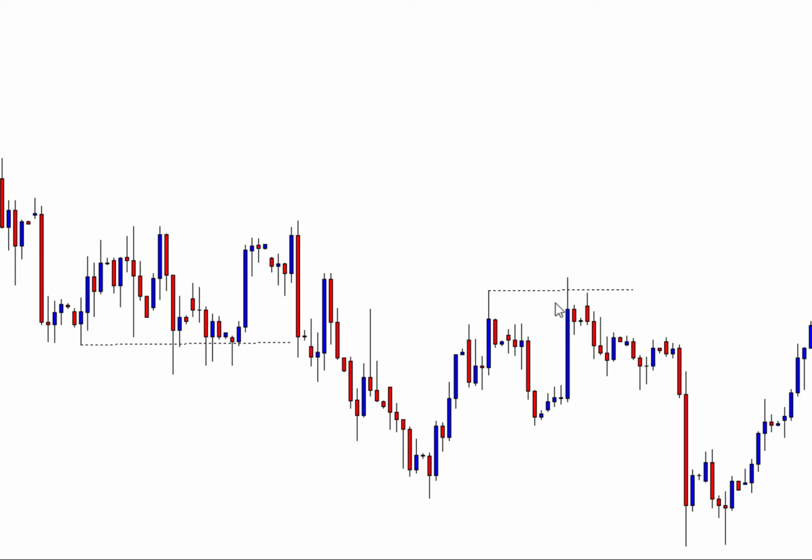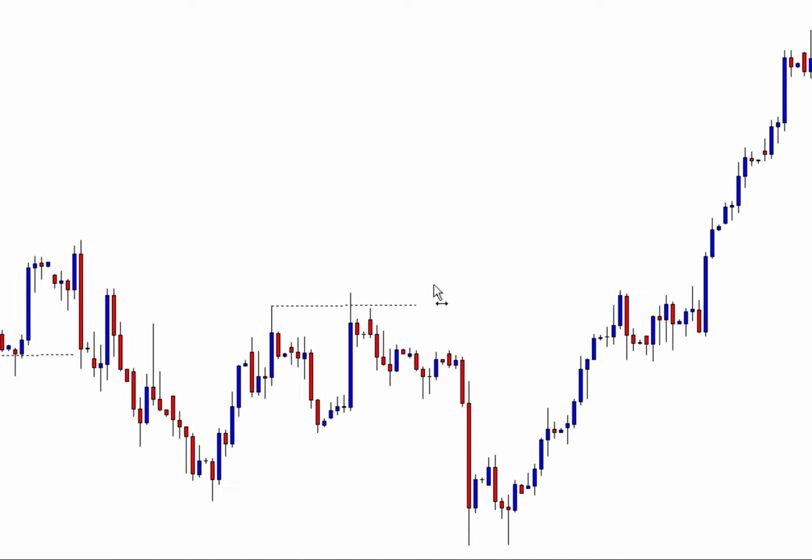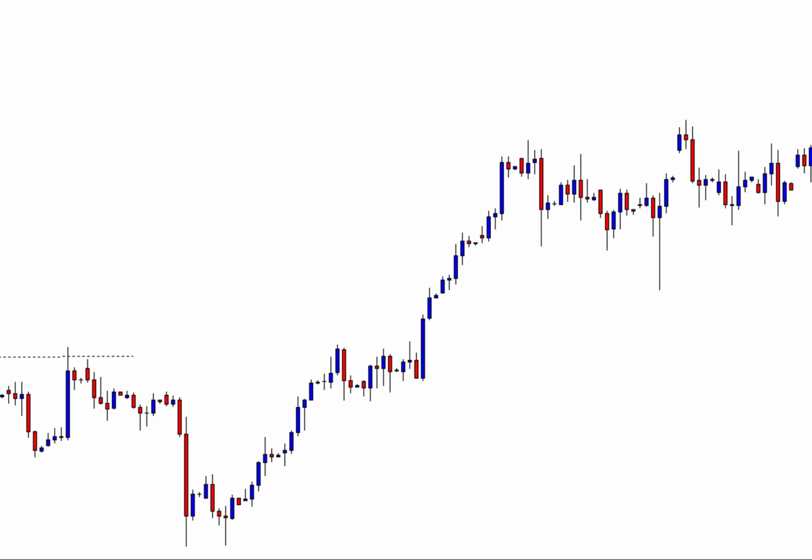You can check it. This is not a break of structure because it is only the wick of the candle that just pushed above. We can see more of them right here. This is a break of structure. At this point, there was a break of structure. Why? Because we can see that the body of the candle broke above it.